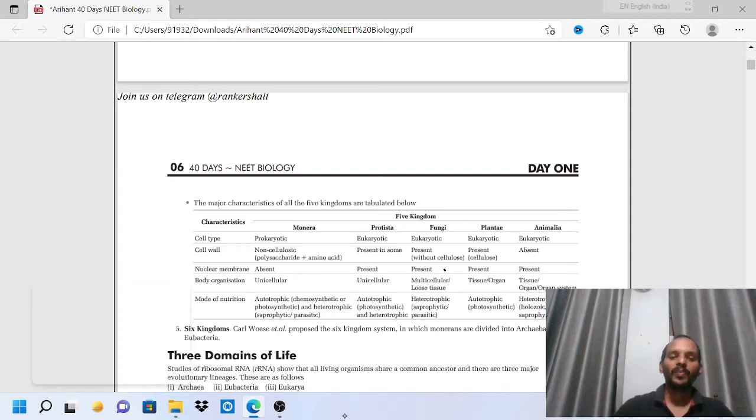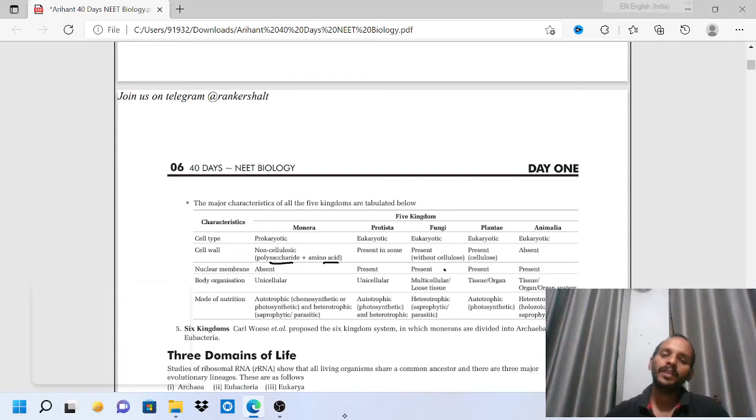Next, cell wall. The Monera cell wall is non-cellulosic. Non-cellulosic means it contains polysaccharides and amino acids. Next is the Protista. The cell wall is present in some protista, and in some protista the cell wall is absent. And next is the fungi. In fungi the cell wall is present, without cellulose.